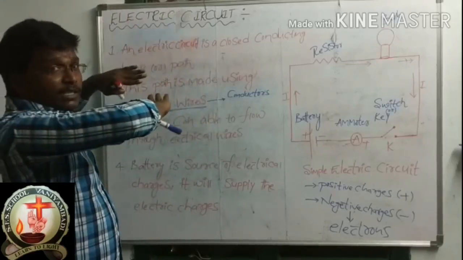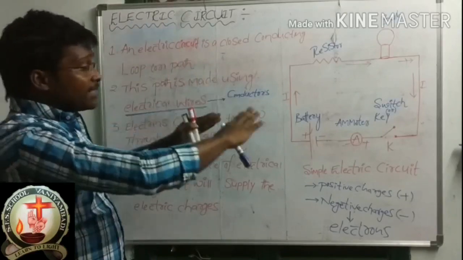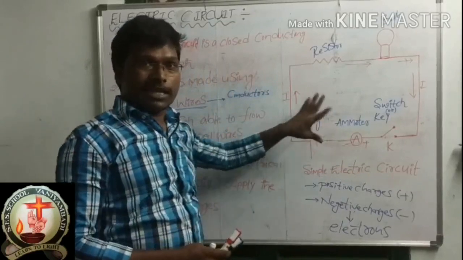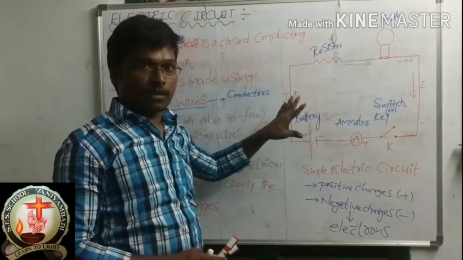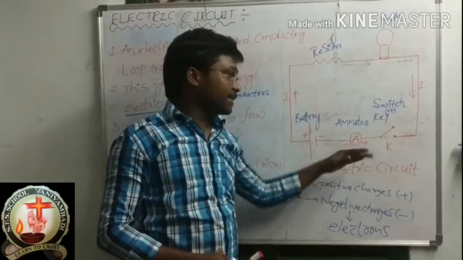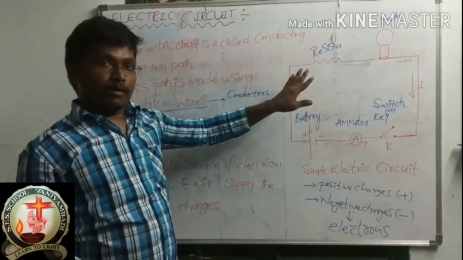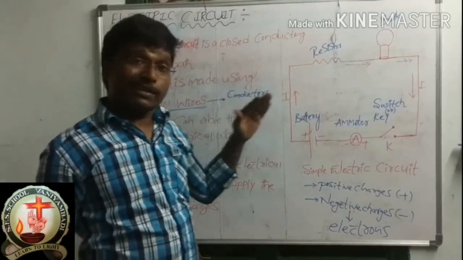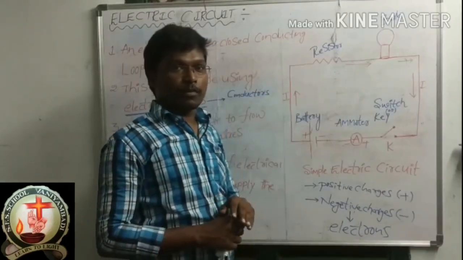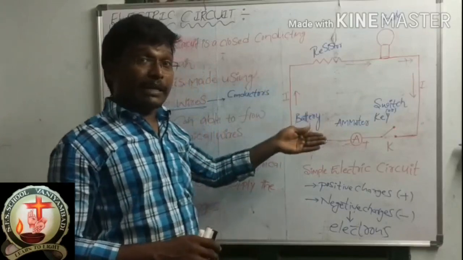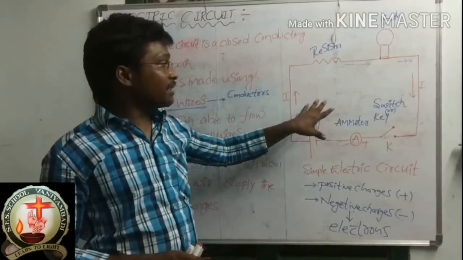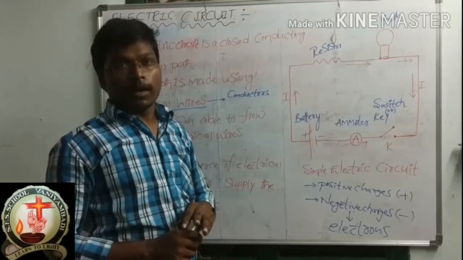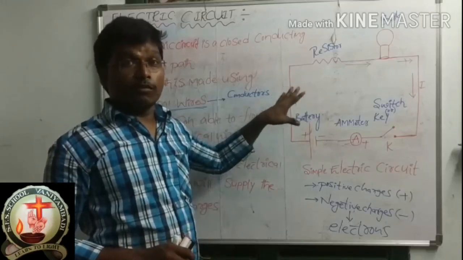Okay. Now this is the explanation about the electric circuit. And this is the structure of the simple electric cell. This is one example, otherwise, this is a simple example of the electric circuit. But what is happening in this electrical circuit? Now we can learn.